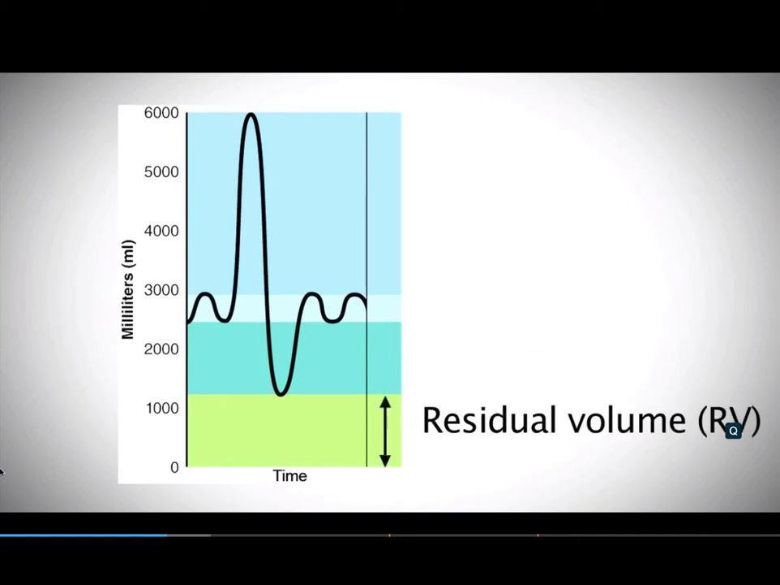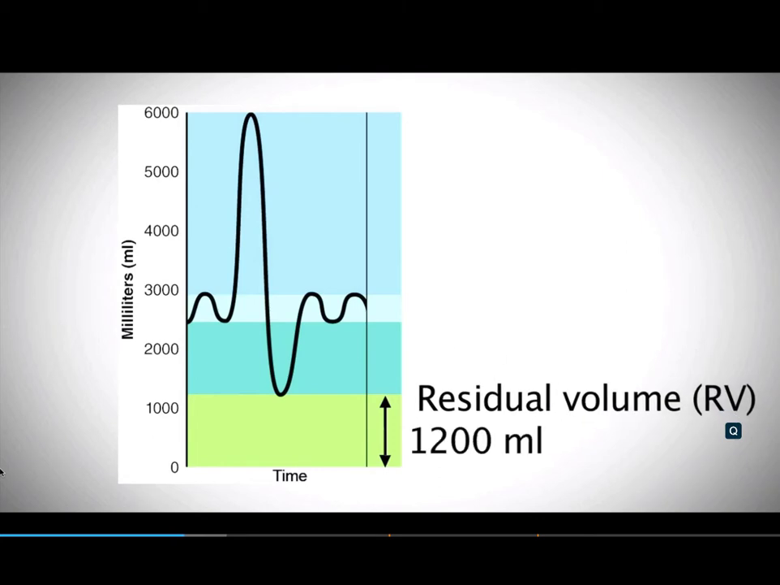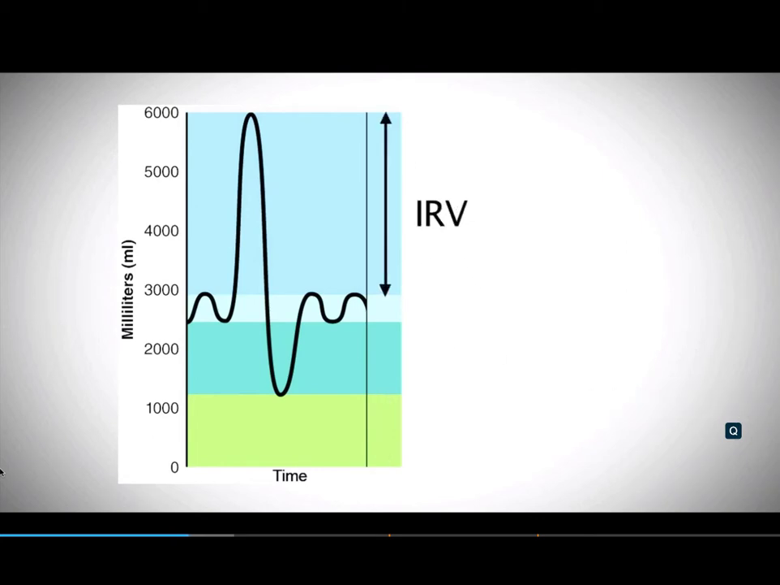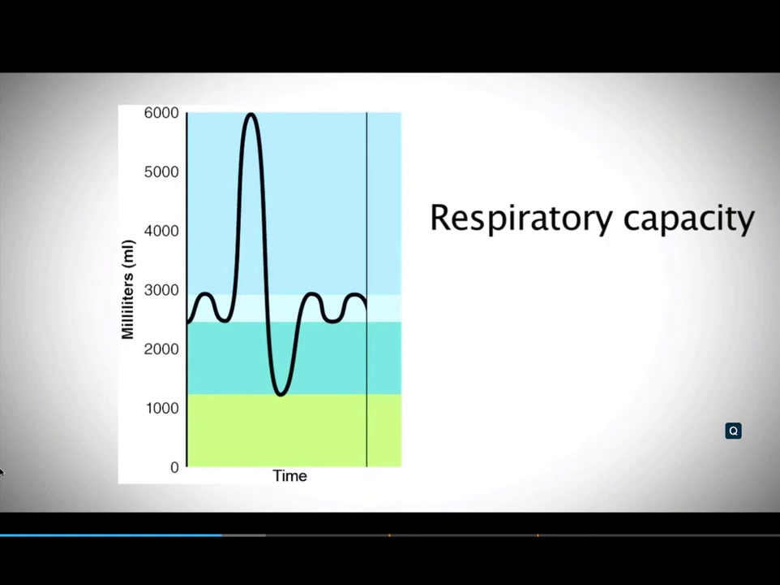The residual volume, or RV, is the volume that remains in the lungs following a forced exhalation. The average residual volume is 1,200 milliliters. Inspiratory reserve, tidal, and expiratory reserve volumes can all change with exercise. On the other hand, residual volume doesn't change with activity, but may increase with age as lung elasticity decreases. Respiratory capacities are the sum of two or more lung volumes.